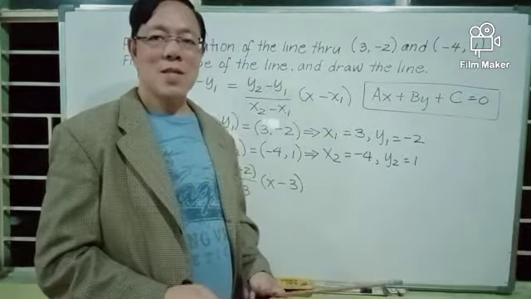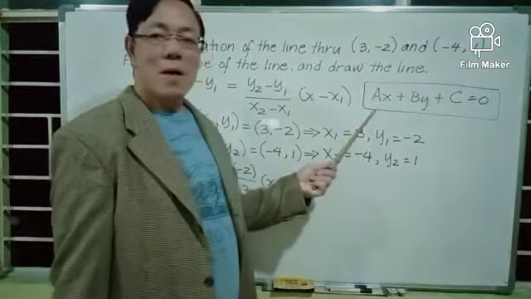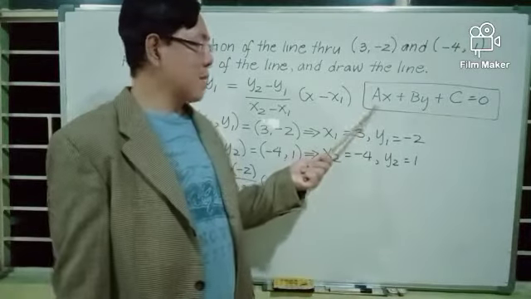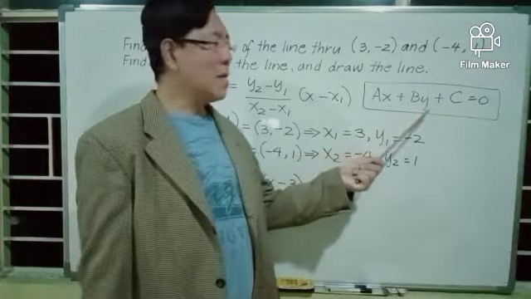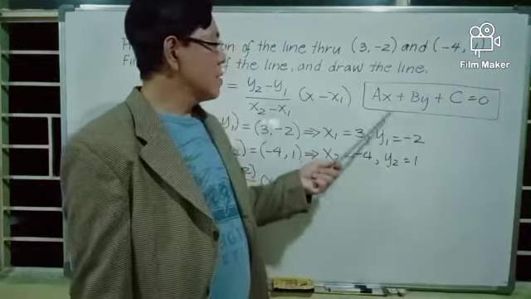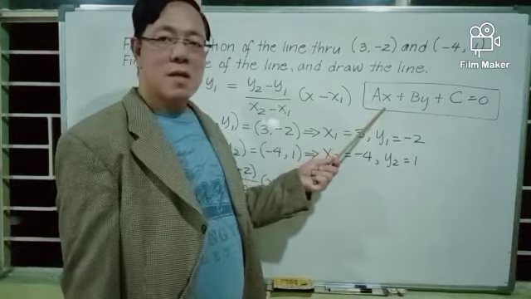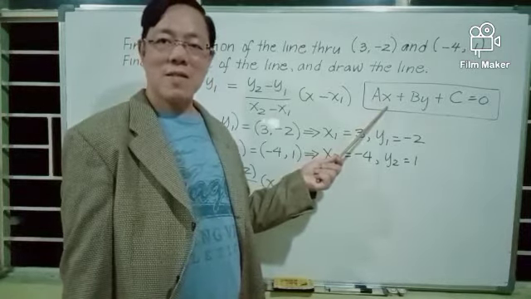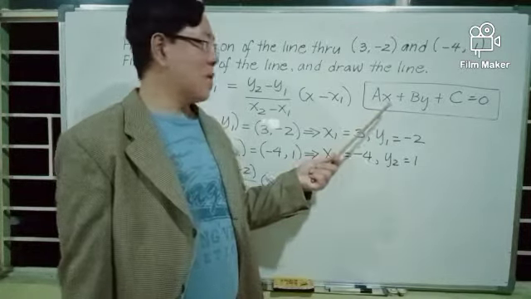This is the general form of the equation of the line: Ax plus By plus C equals 0. This equation is also known as the standard form of the equation of the line.